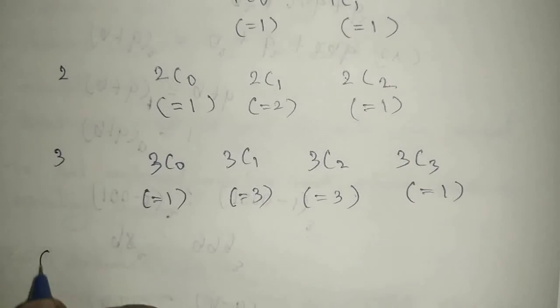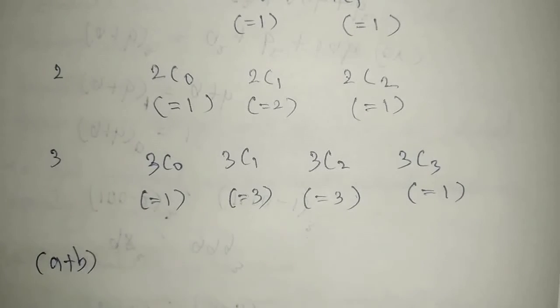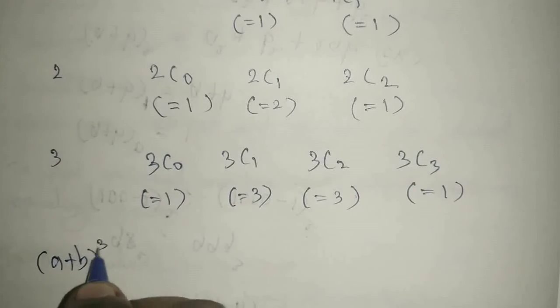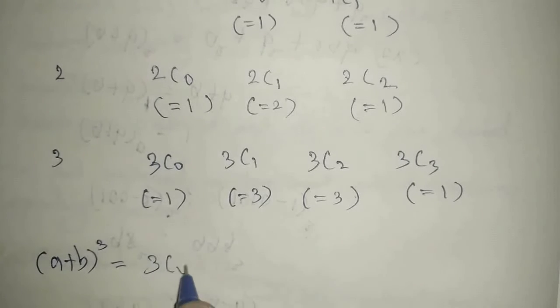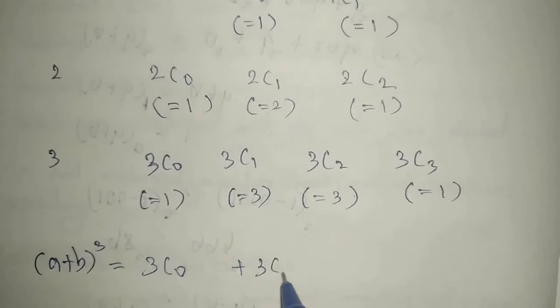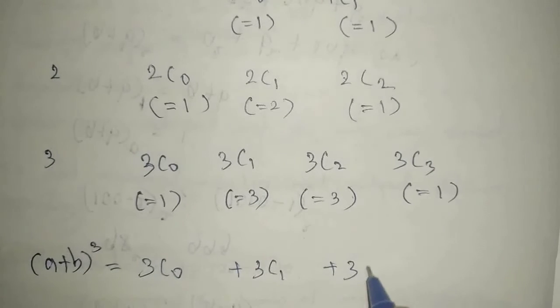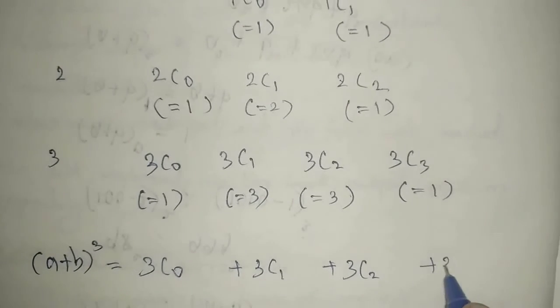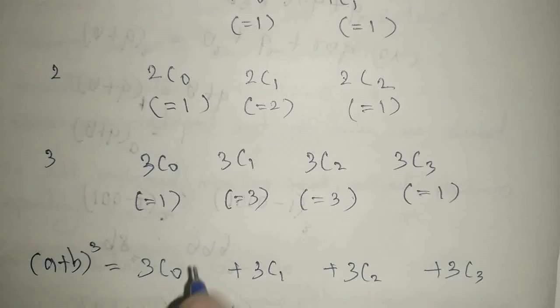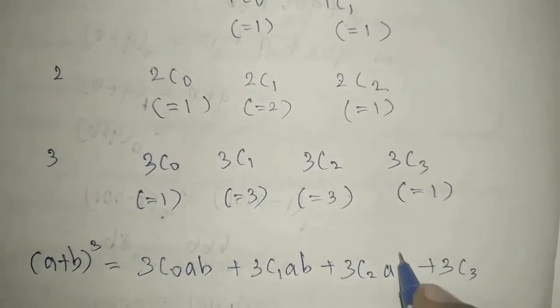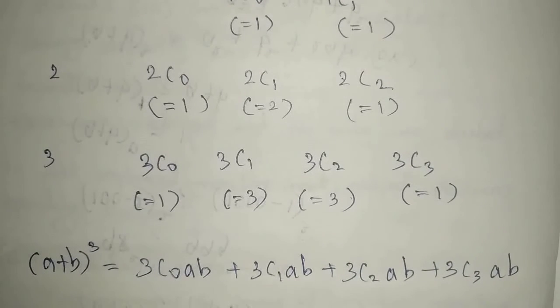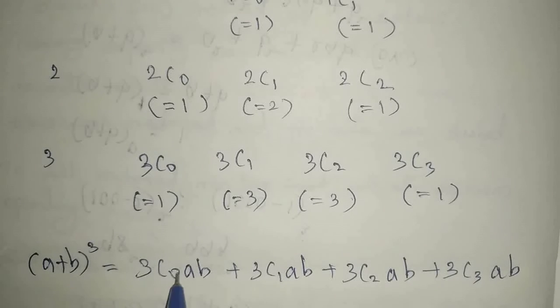Now we will go for a plus b and a minus b like this. Suppose a plus b to the power 3, how will you get it? First you need to write 3C0, I am giving space, then 3C1, then 3C2, then 3C3. Now we need to write a and b each time. How you give the powers is very important here. So this together you need to separate.